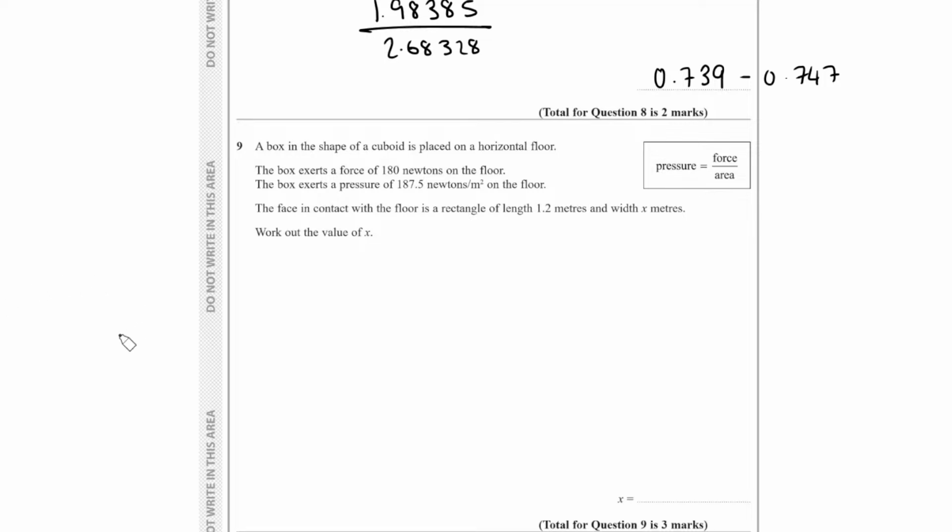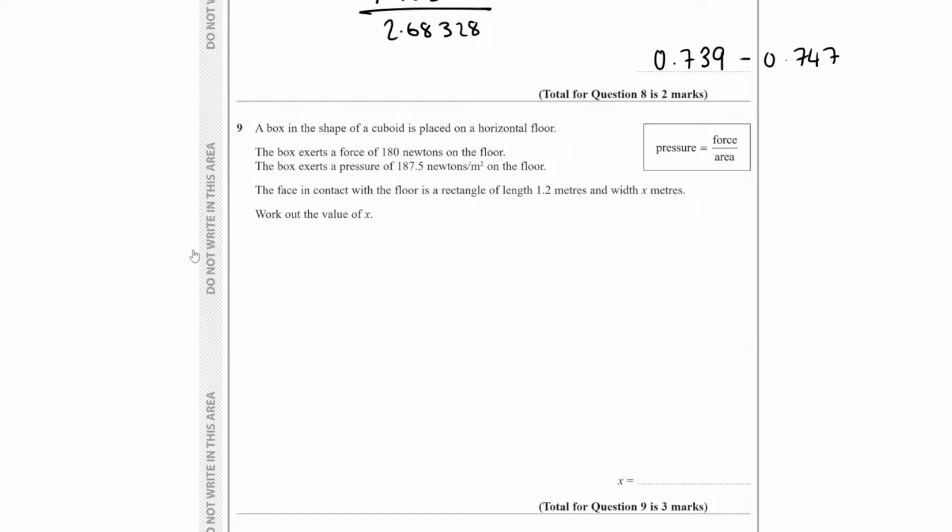Question 9. A box in the shape of a cuboid is placed on a horizontal floor. The box exerts a force of 180 newtons on the floor. The box exerts a pressure of 187.5 newtons per square meter on the floor. The face in contact with the floor is a rectangle of length 1.2 meters with width x meters. Work out the value of x, and they've obviously given us the formula. So for pressure, you don't need to know the formula, they will give it to you. The one you do need to know is density. That one they don't give to you, so that one you do need to memorize. That's obviously not relevant to this question.